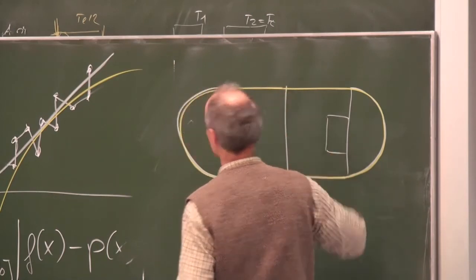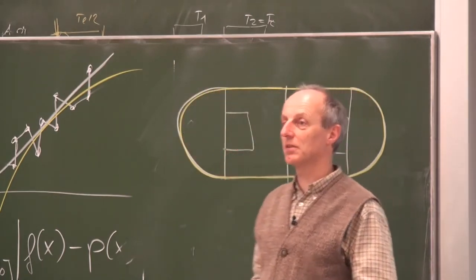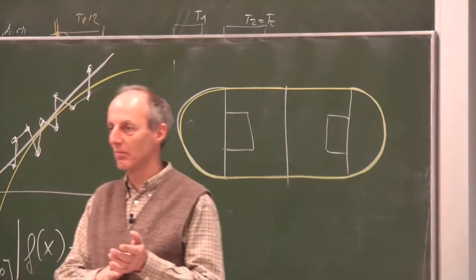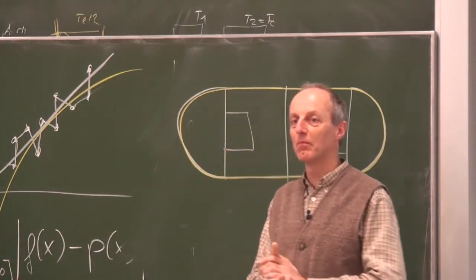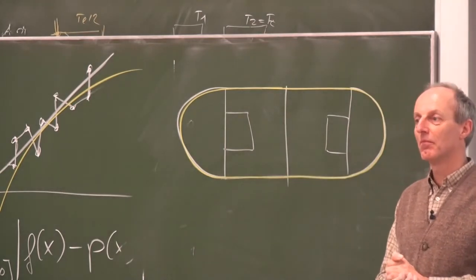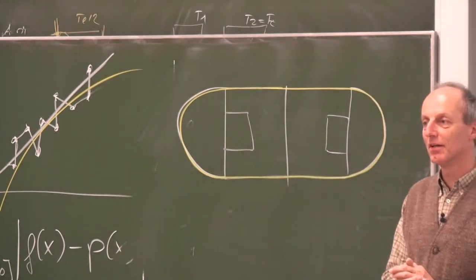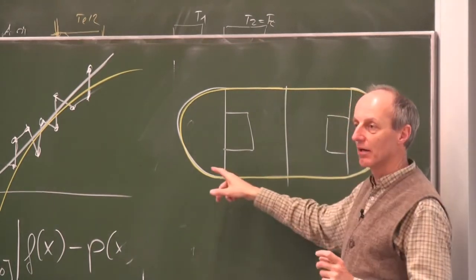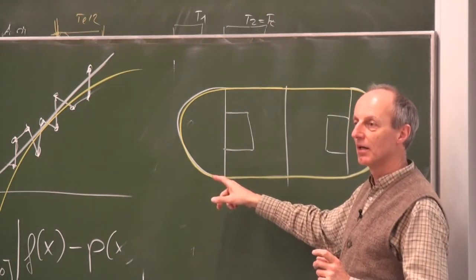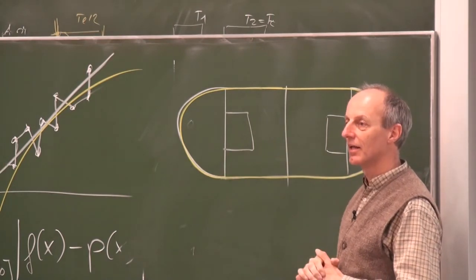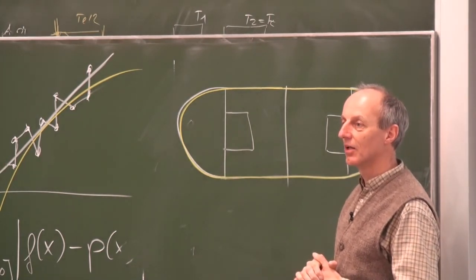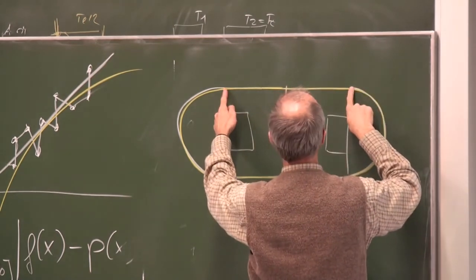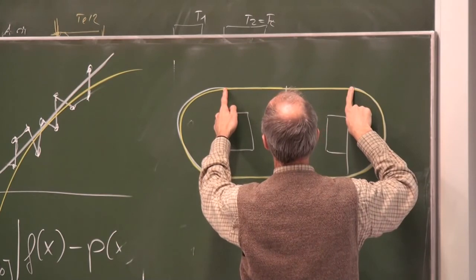Now this curve, the running track, how smooth is it? How often is it continuously differentiable? That's my question to you. In the soccer field, it is not differentiable. I mean, we are talking about this yellow line. Excluding the semicircle, which is a straight line here, the tangent is a horizontal tangent.